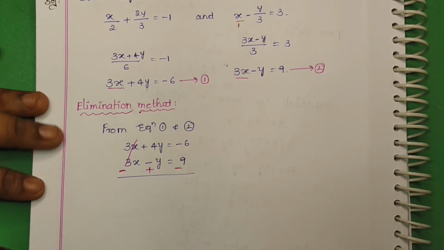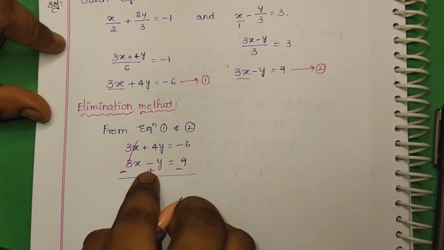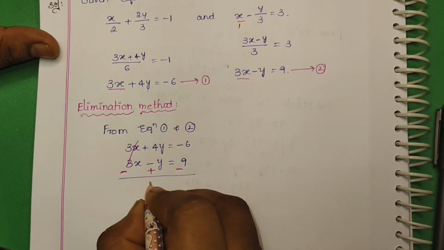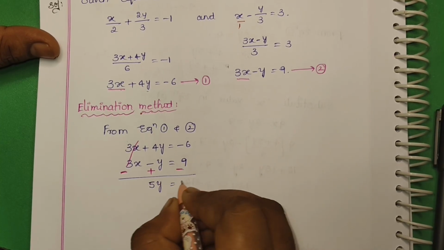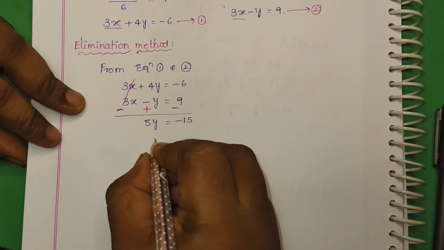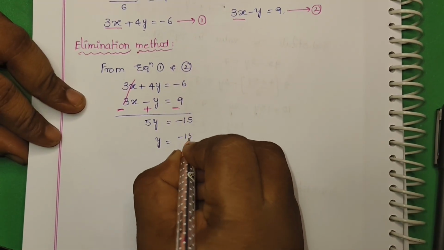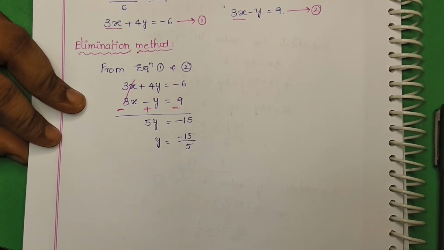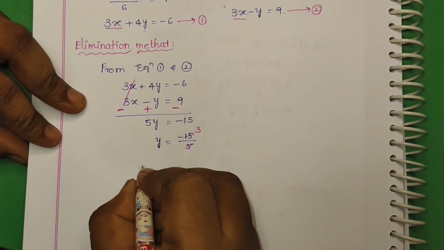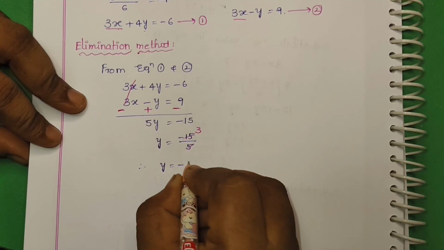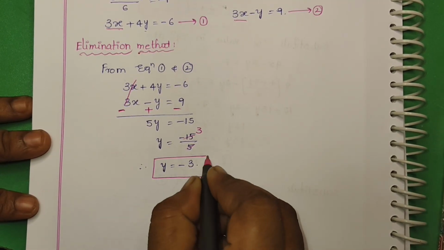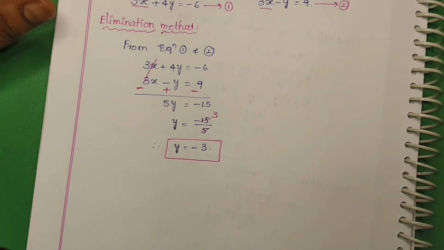So here plus 3x minus 3x are cancelled. Here the changed signs are considered. 4y plus y is equal to 5y is equal to minus 6 minus 9, minus 15. Both numbers are having minus signs, so we have to carry the minus sign. 5y is equal to minus 15 and y is equal to minus 15 by 5. 5 in 15, 3 times. So minus is there, so don't forget to write the negative sign. y is equal to minus 3.